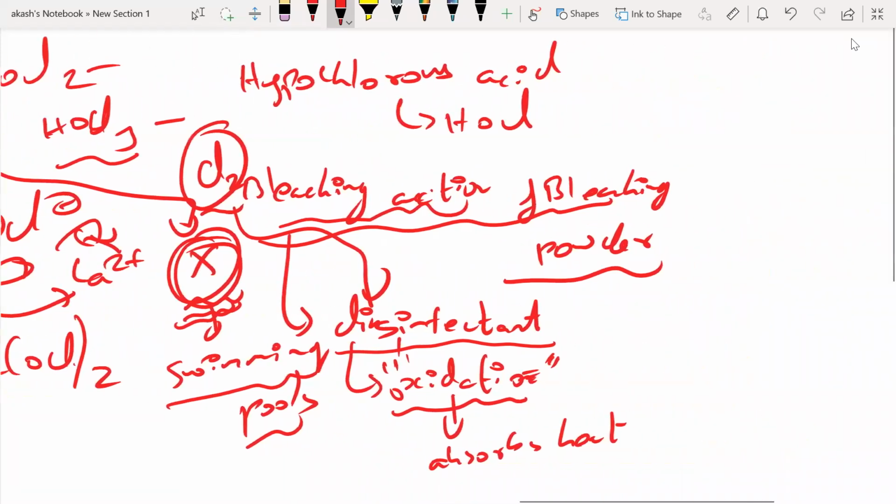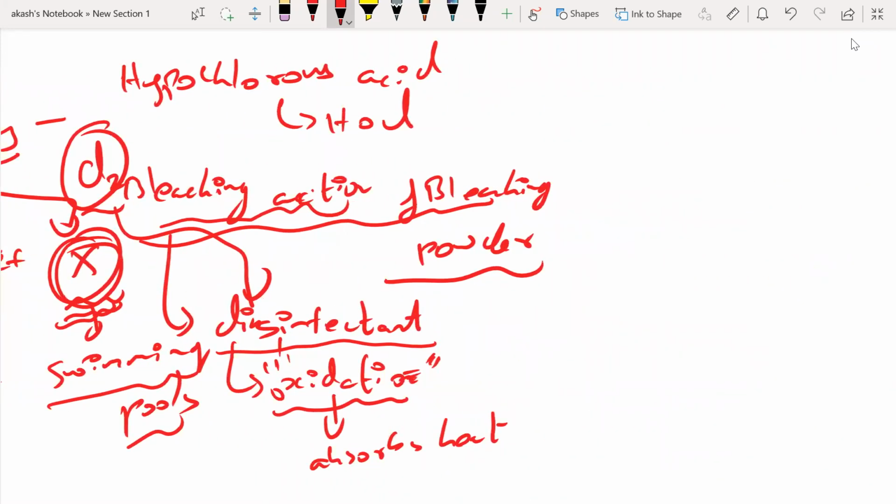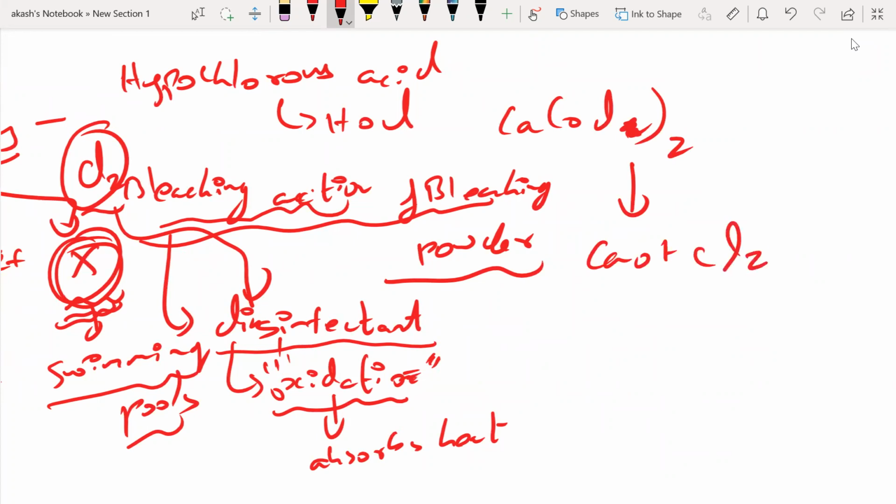Now, if you ask me, sir, how is it that CaOCl2 is able to form chlorine gas? It's very simple. The reaction goes like this. CaOCl2, on reaction with air, just expose it to the atmosphere, you will see that they're going to have calcium oxide and chlorine gas getting evolved. Very, very simple. Now, this is what is the white powder you see.